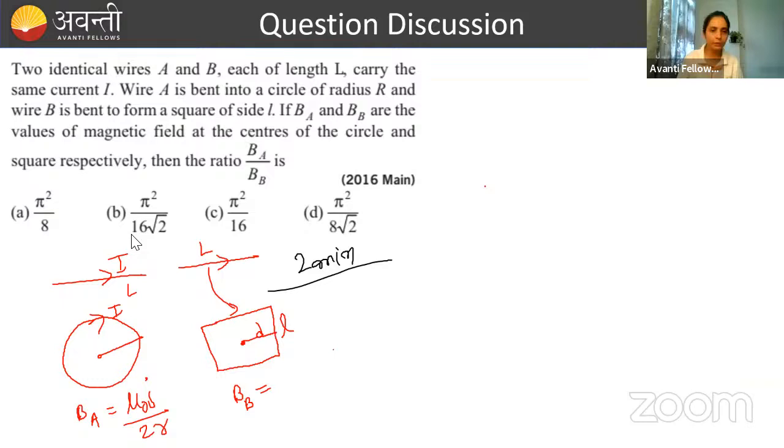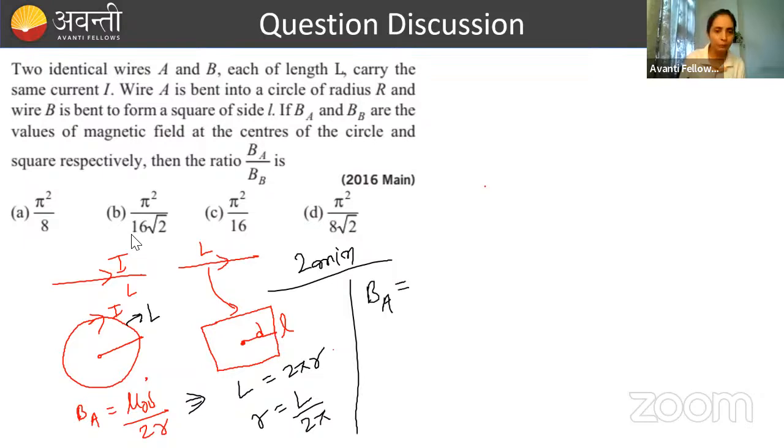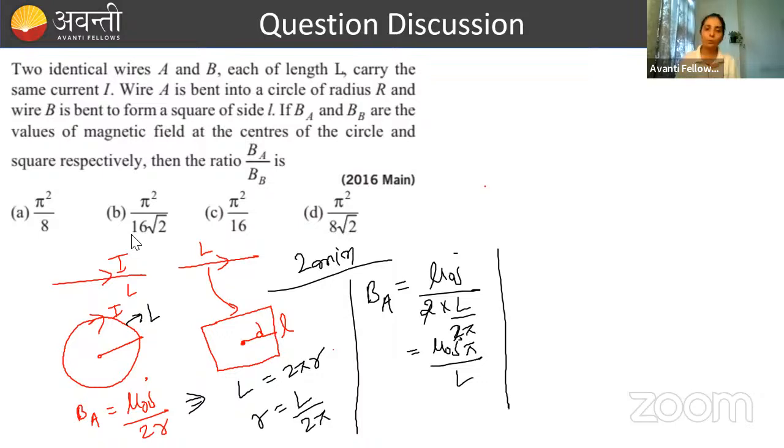So BA you can do very easily from here. Mu naught I by 2r. Radius you can calculate, right? Its length is how much? L. So L will be equal to how much? 2 pi r. R will be equal to how much? L by 2 pi. So the BA value will be how much? BA value will be mu naught I by 2, radius value is L by 2 pi. 2 will get cancelled. So BA is equal to mu naught I pi by L. So this is BA. We need to calculate the magnetic field at the center of this square. So the side of this square will be how much?